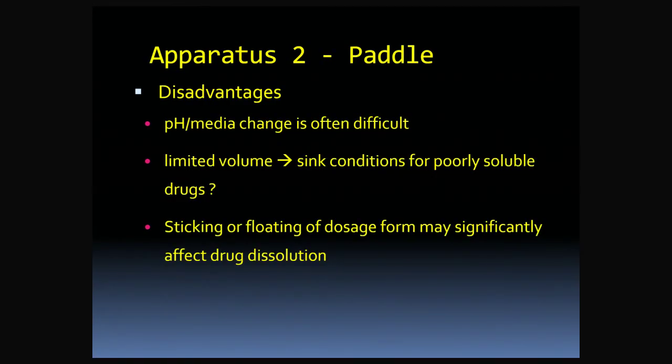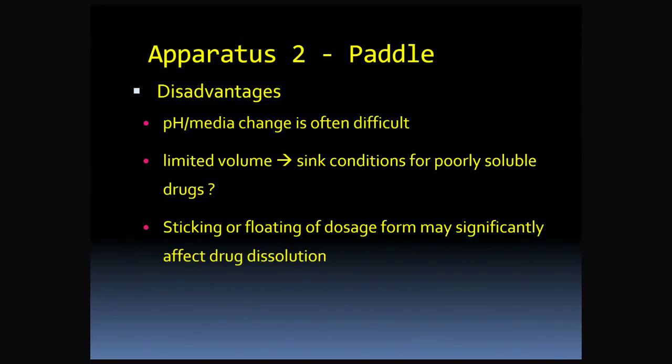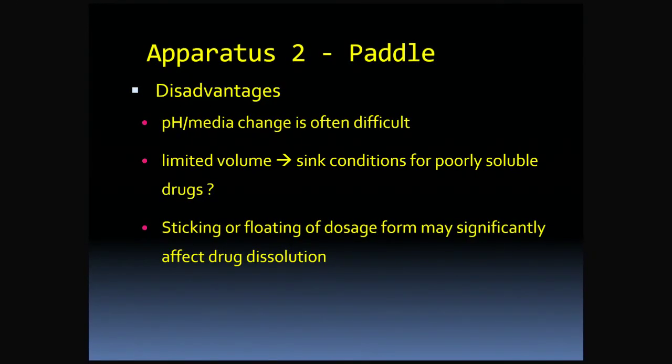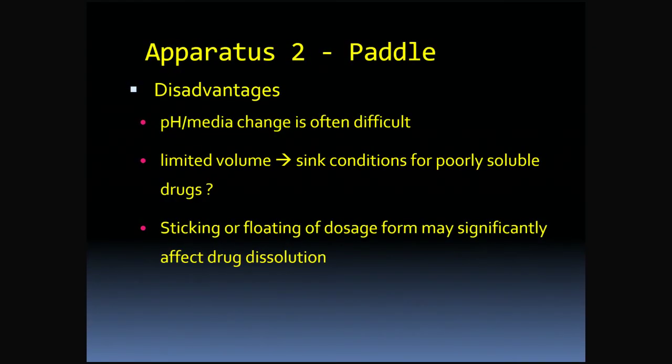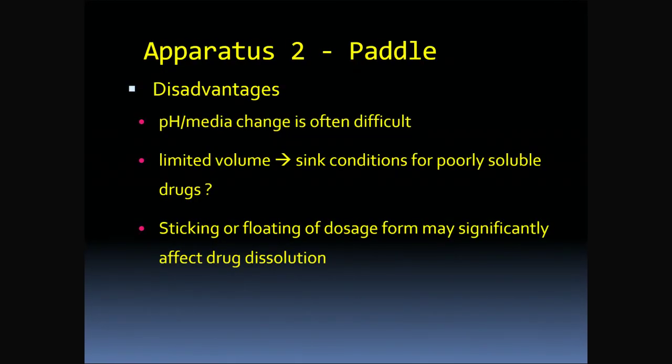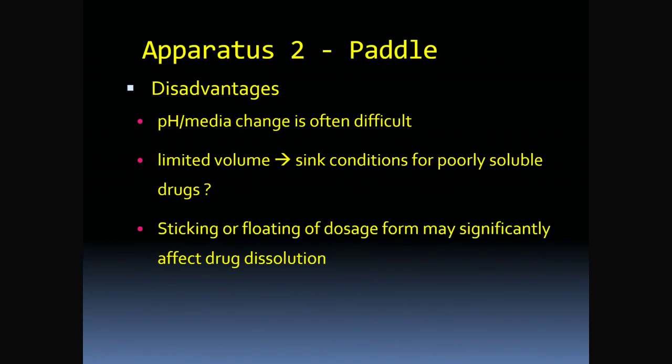While Apparatus 2 is widely utilized, its design complicates multi-stage pH profiling because the absence of a containment basket makes the mechanical transfer of the dosage form between different media environments technically difficult. We also encounter thermodynamic limitations in the fixed 1,000 milliliter vessel volume. Specifically for poorly soluble drugs, the bulk concentration rapidly approaches saturation, violating the requirement for sink conditions and causing the concentration gradient to collapse according to the Noyes-Whitney principle.